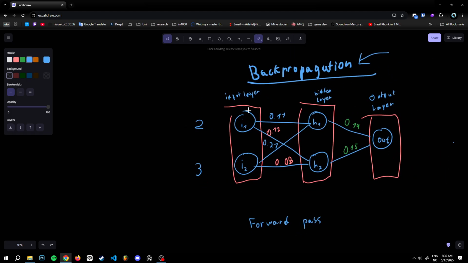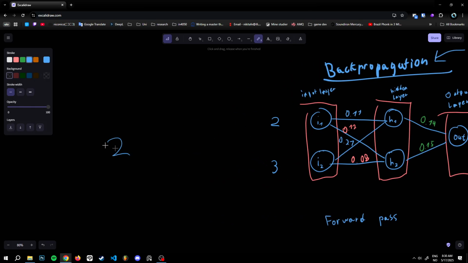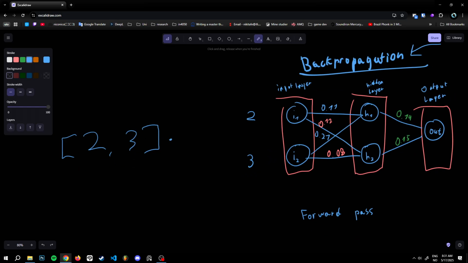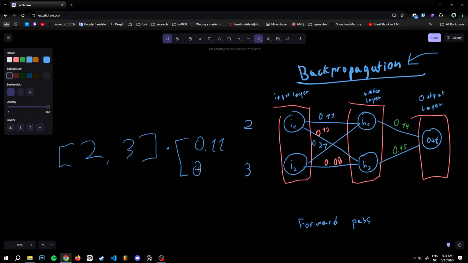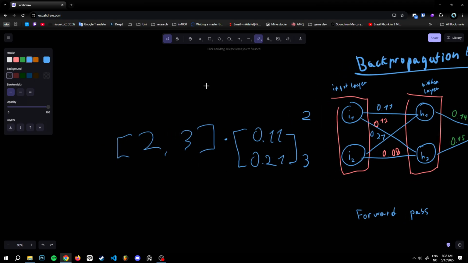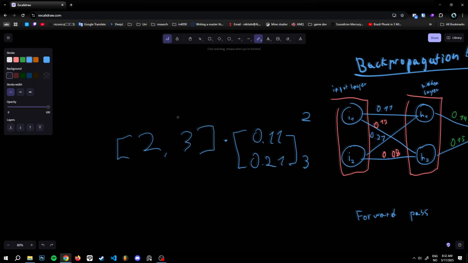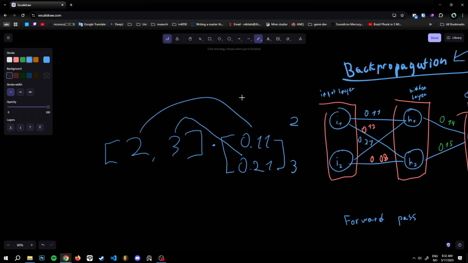So an important thing to see before we start is that H1 is affected by both the first input and the second input because of these lines, right? So we need both of them. So let's just say that we have 2 and we have 3. We're going to multiply each of these with 0.11 and 0.21. To simply explain this notation, we basically have a matrix set. So how this is going to work is that we basically have a matrix multiplication right now. But the most important thing you need to take away here is that 2 is going to be multiplied by 0.11 and 3 is going to be multiplied by 0.21.